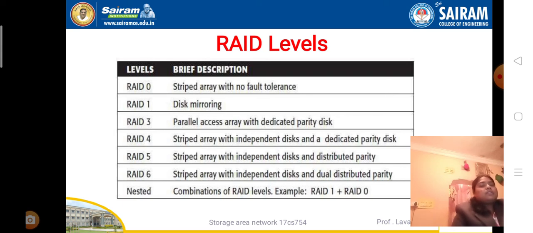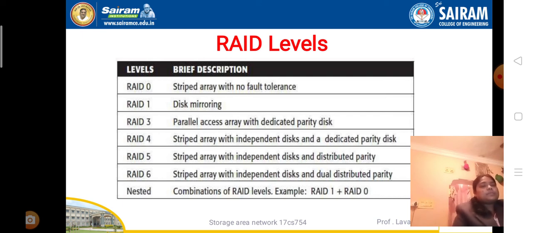Here, we will see the description of RAID 0. At the RAID 0 level, we use a striped array with no fault tolerance. RAID 1 is used for disk mirroring, and RAID 3 gives access to a parallel array with a dedicated parity disk. For RAID 4, we depend on a striped array of disks as well as a dedicated parity disk.